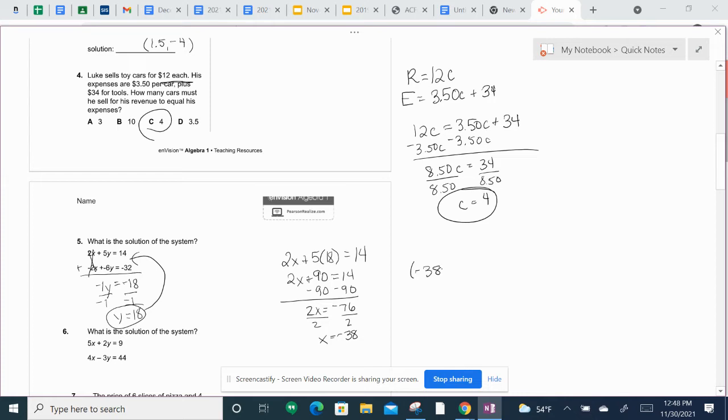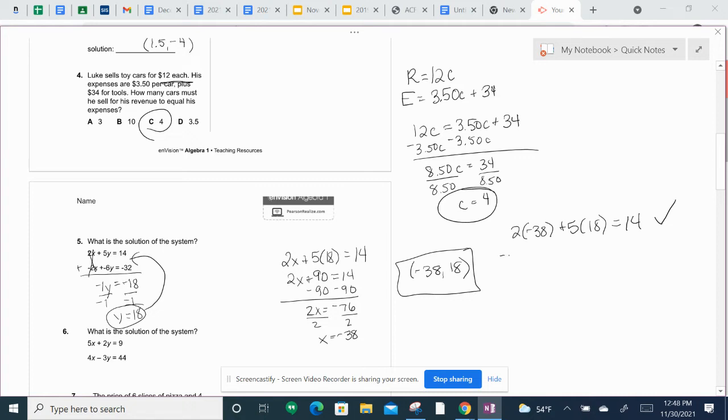Now, this is kind of an odd answer for what we're used to getting. X comes first, then y. And so I might be a little unsure if this answer is actually correct. And so anytime I'm unsure, or if I just have some extra time, I can absolutely check by plugging in. So 2 times negative 38 plus 5 times 18. I can plug that in my calculator just the way I see it, hit the equal sign, and if I get a 14, then I know I have done that one correct.